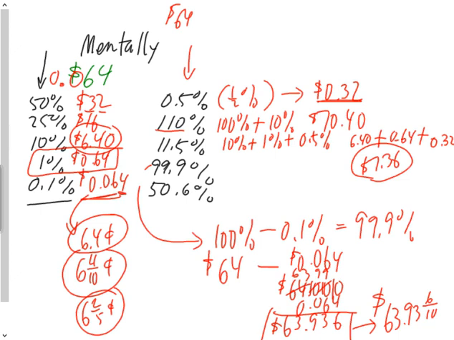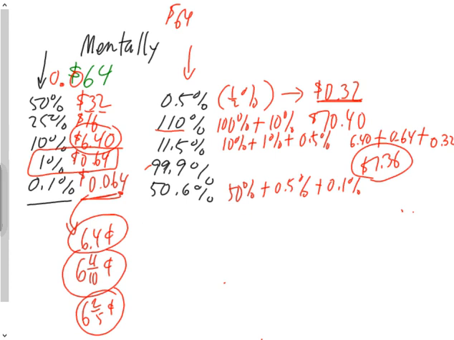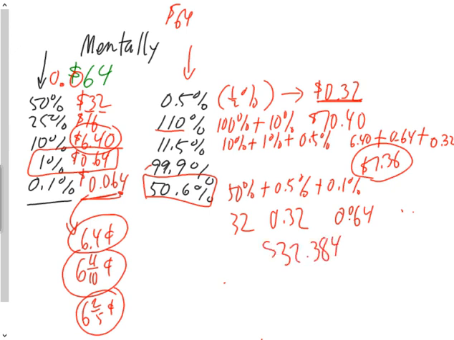I forgot 50.6%. So 50% plus a half a percent plus a tenth of a percent will be 50.6%. So here we have three different things added together to get what we call a composite percent. 50% we knew to be $32. A half a percent we knew to be 32 cents. And a tenth of a percent was this 0.064. Add those together, we get $32.38.4. Did I make a mistake? Are we good? I think so.